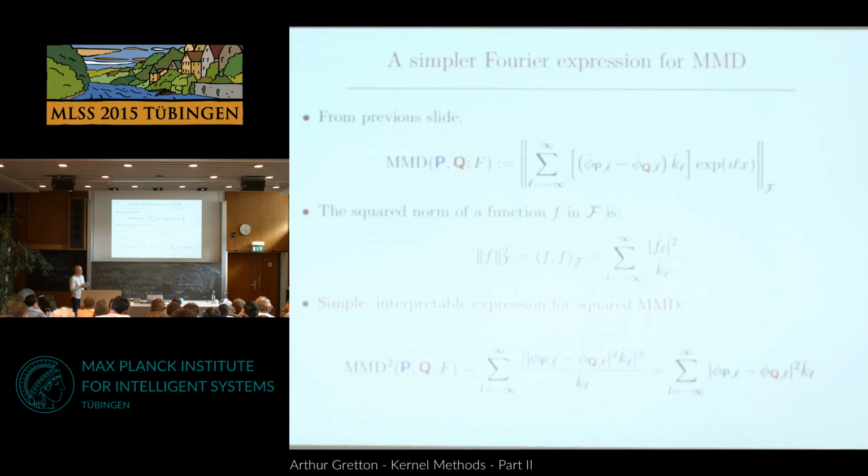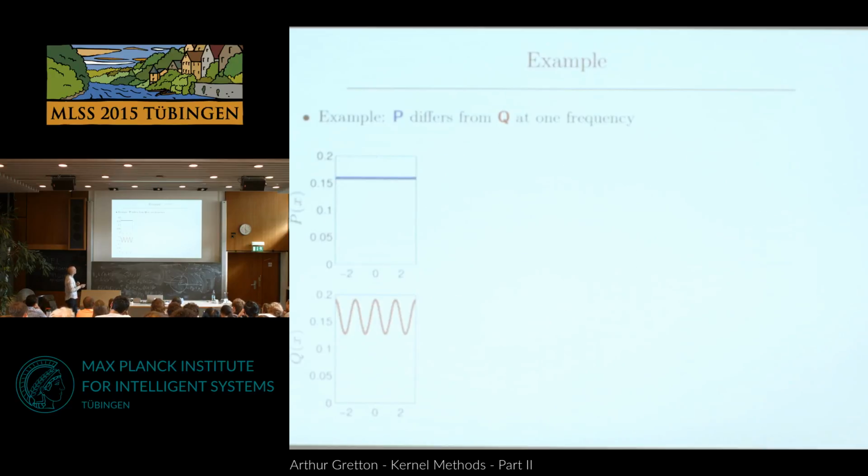So let's do a version with a figure. Let's say I'm on my periodic domain with minus pi and pi. And here is P. P is just completely flat, so it's a uniform distribution on the interval minus pi pi. And Q is a little sinusoid. So it's a sinusoid on this domain minus pi pi, and it's periodic boundary, so this has to match up.